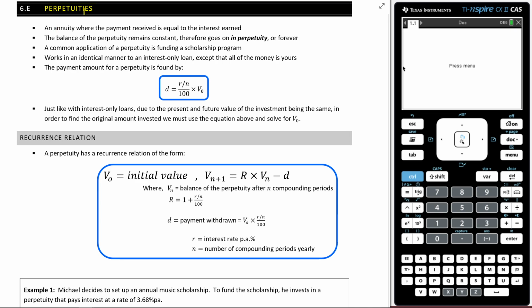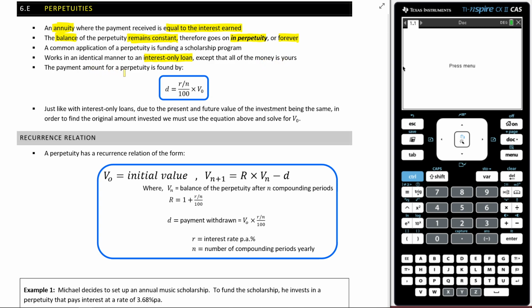It says a perpetuity is an annuity where the payment received is equal to the interest earned. So first off, you can see that a perpetuity is almost like a type of annuity. The balance of a perpetuity remains constant and therefore goes on in perpetuity, or forever. So that's why we get the name perpetuity, because the balance is going to remain constant. A common application of a perpetuity is funding a scholarship program. It works in an identical manner to an interest-only loan, except that all of the money is yours.